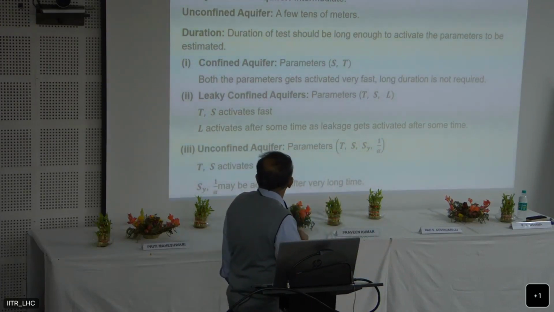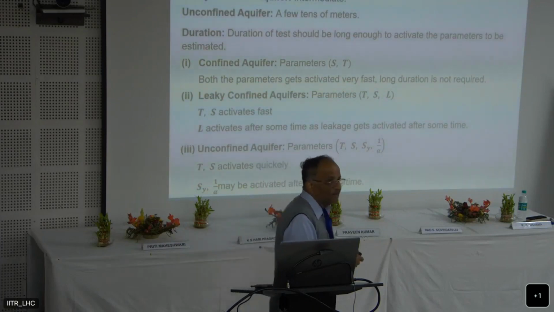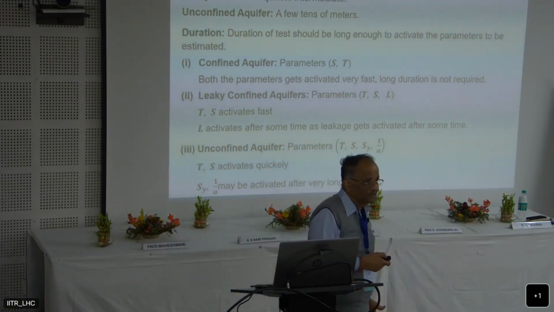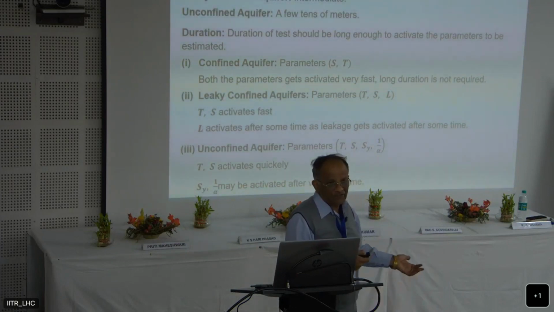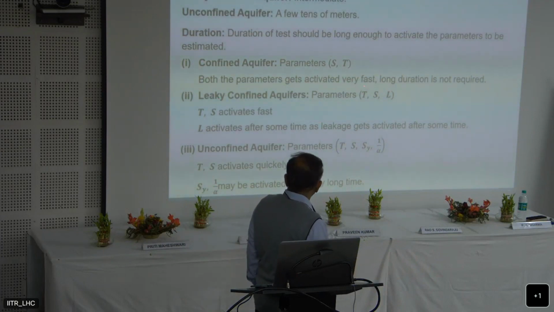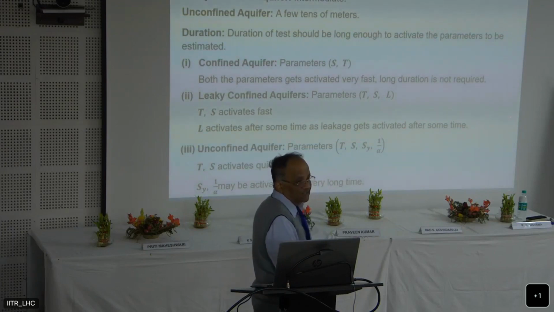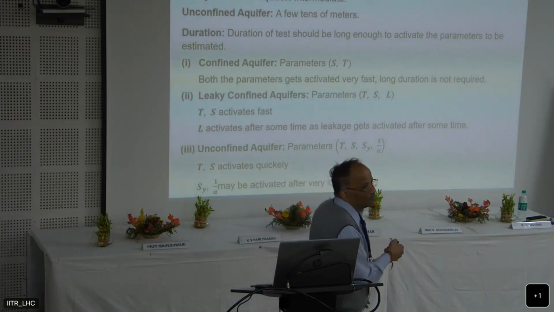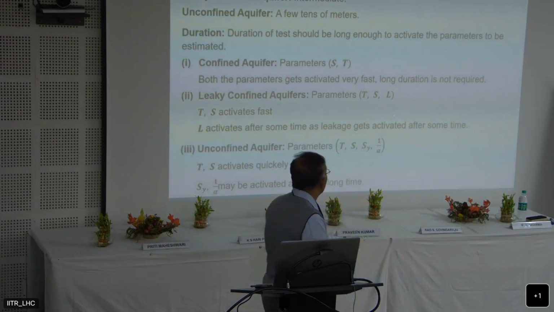In confined aquifers, what are the parameters which we try to estimate? The storage coefficient as well as the transmissivity. In leaky confined aquifers, you have the transmissivity of the aquifer, the storage coefficient, and the leakage, which is a combination of the aquifer and aquitard parameters. We should do our pumping test such that L gets activated. If you stop before, we may not be able to get this parameter at all.